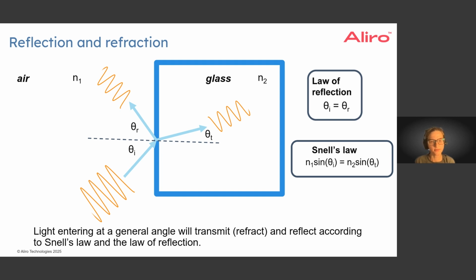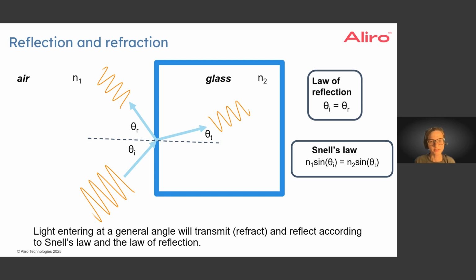So here in this diagram, we've introduced some angles. We have theta I, which is the angle of incidence, the angle between the direction that the light is traveling with respect to the perpendicular to the surface. And we have theta T, which is going to be the angle between the transmitted light ray and the perpendicular to the surface. And then finally, we also have theta R, which is the angle between the reflected light ray direction of travel and the perpendicular to the surface.